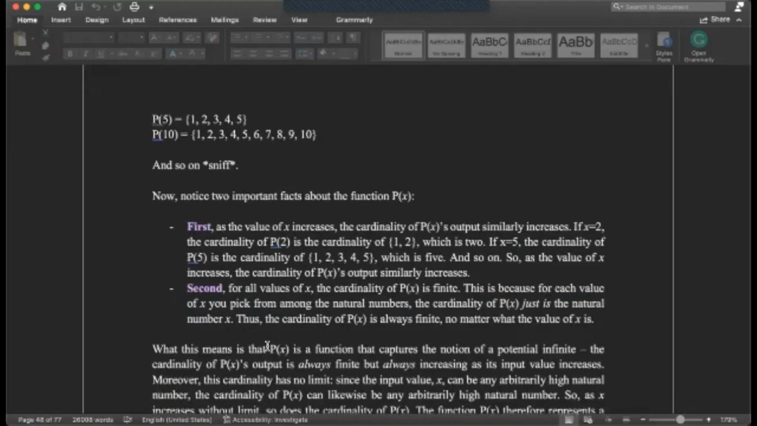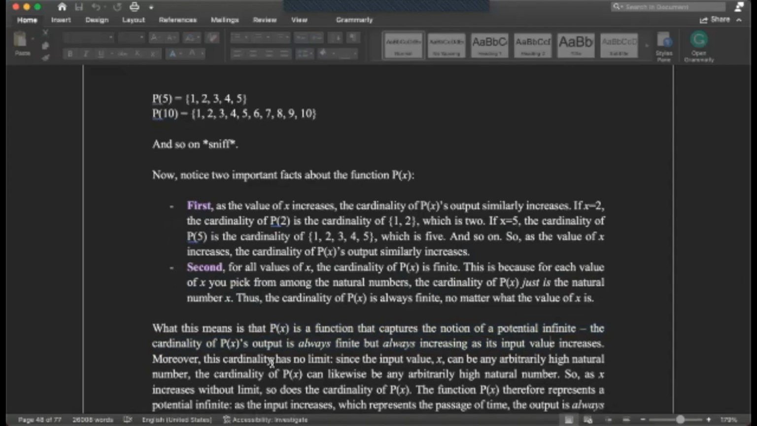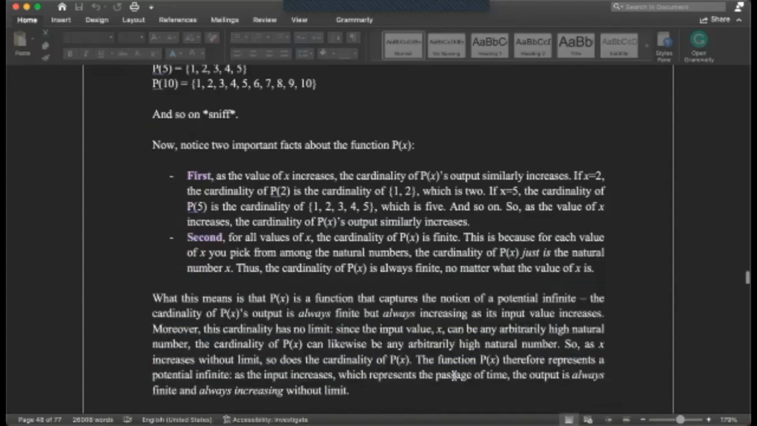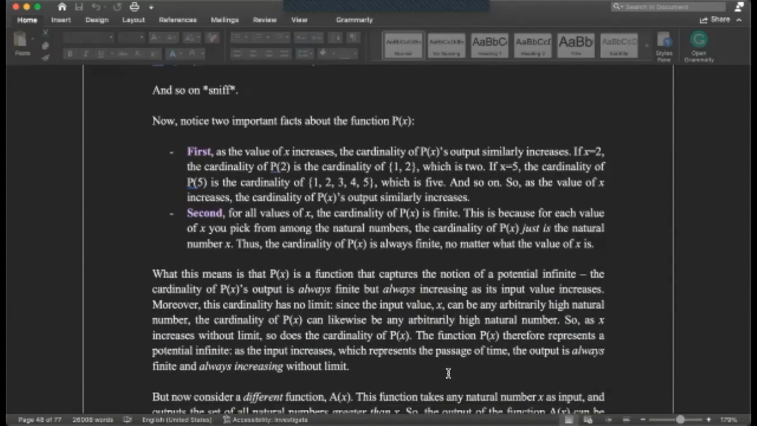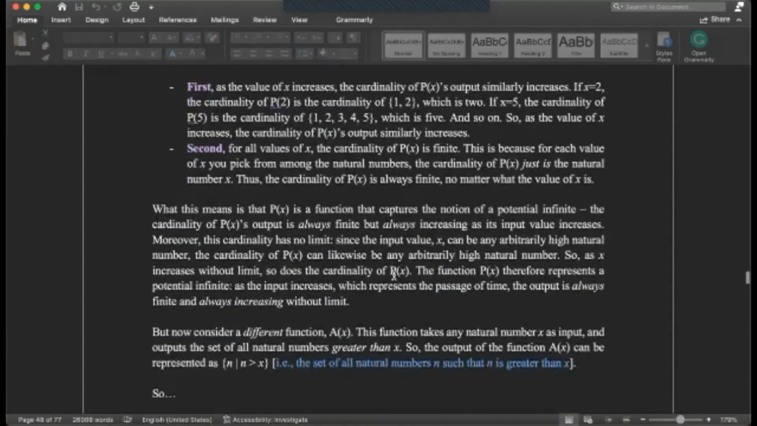And so what this means is that P of x is a function that captures the notion of a potential infinite. The cardinality of P of x's output is always finite, but always increasing as its input value increases. Moreover, this cardinality has no limit. Since the input value x can be any arbitrarily high natural number, the cardinality of P of x can likewise be any arbitrarily high natural number. So, as x increases without limit, so does the cardinality of P of x. The function P of x therefore represents a potential infinite. As the input increases, which represents the passage of time, the output is always finite and always increasing without limit. So P of x represents the potential infinite.